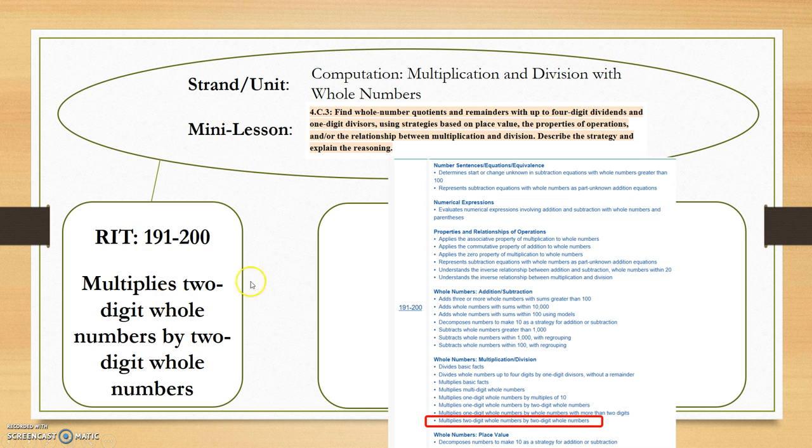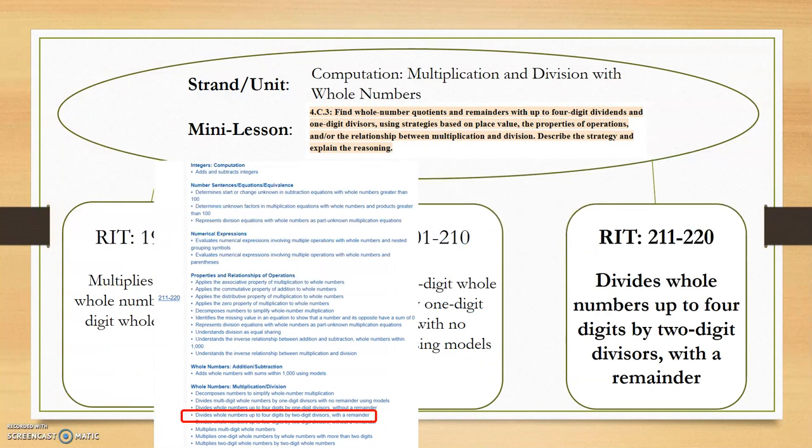For small group, this low group may still be working on multiplication. Not every group is going to be ready for the grade level standard. So that's why small group is so important, because it's allowing you to differentiate and hone in on exactly what those students need. Went through the same process for their next group, being the 211 to 220 RIT range. Decided to teach the indicator divides whole numbers up to 4 digits by 2-digit divisors with a remainder. So that higher group is going to be working on division, and including division with remainders.